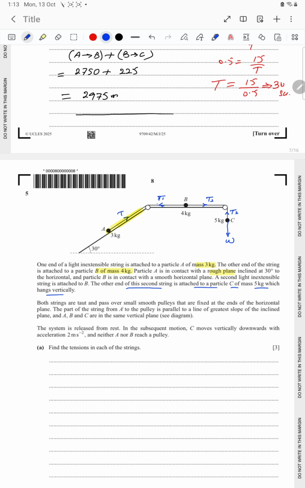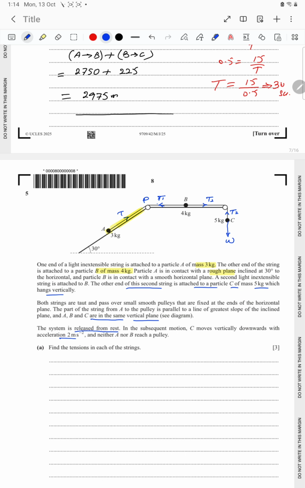Both strings are taut and pass over a small pulley. Here it is the pulley, and you can say P. The part of the string from A to the pulley is parallel to the line of greatest slope of the inclined plane. A, B, and C are in the same vertical plane as shown in the diagram. The system is released from rest. Okay, now it's in motion, not rest. C moves vertically downward with an acceleration of this one. Neither A nor B reach the pulley.